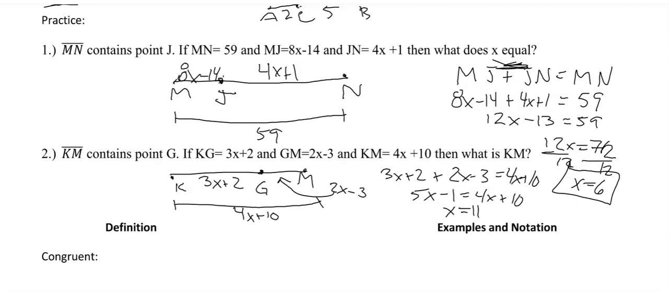Now, this is the confusing part. Did it ask what x was? No, it wanted to know what KM was. So if x is 11 and KM was this, then you would say 4 times 11 plus 10. It gives you 44 plus 10, which is 54. That's your actual final answer. You don't want to lose 1 point for forgetting to substitute it back in. All right, hopefully that made sense. Let's keep on cranking along.